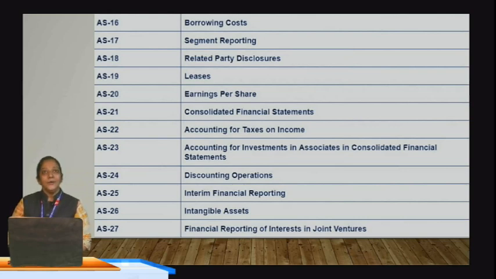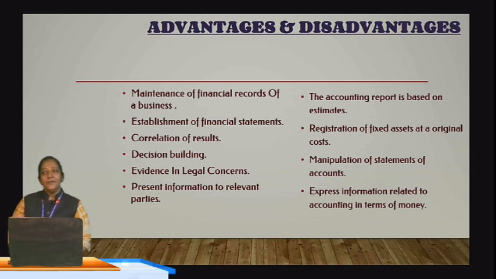22 is related to the accounting for taxes. 23 is related to accounting for investments in associates in consolidated financial statements. 24 is related to discontinuing operations, and 25 is related to interim financial reporting. 26 is related to intangible assets, like goodwill, patents, copyrights, trademarks: how these assets will be valued and what the norms and methods for the valuation are, that is given in AS26. And AS27 is related to the financial reporting of interests in joint ventures. So these are the 27 different accounting standards.